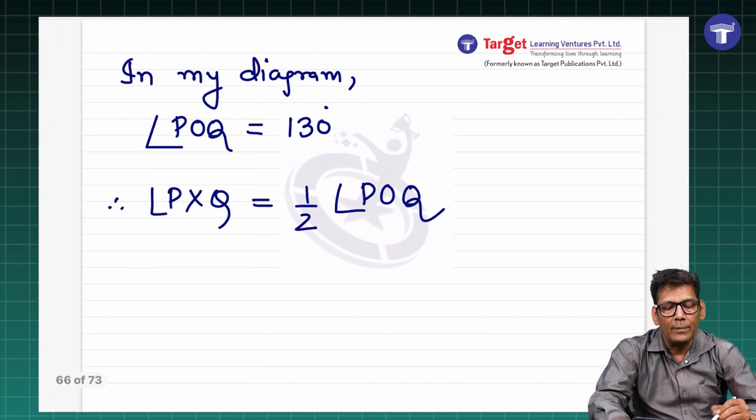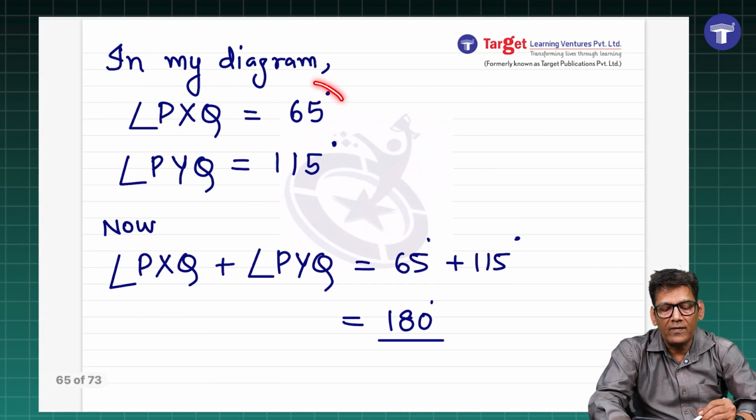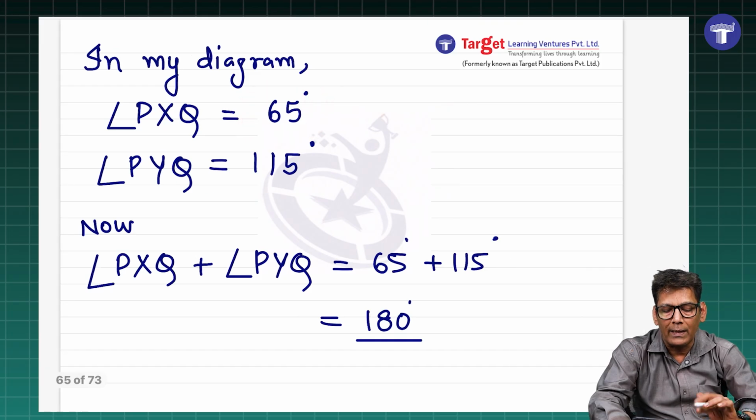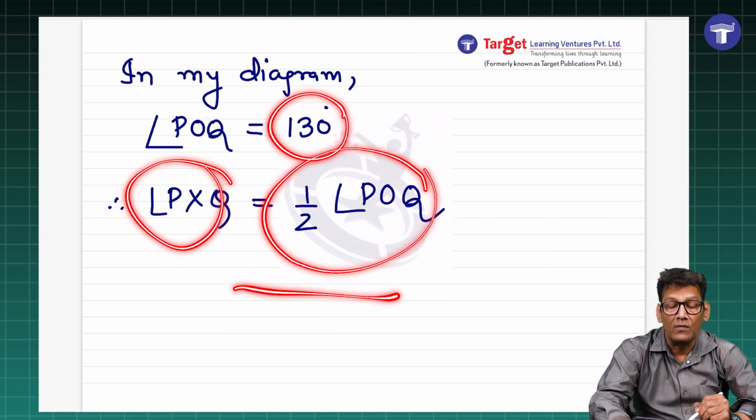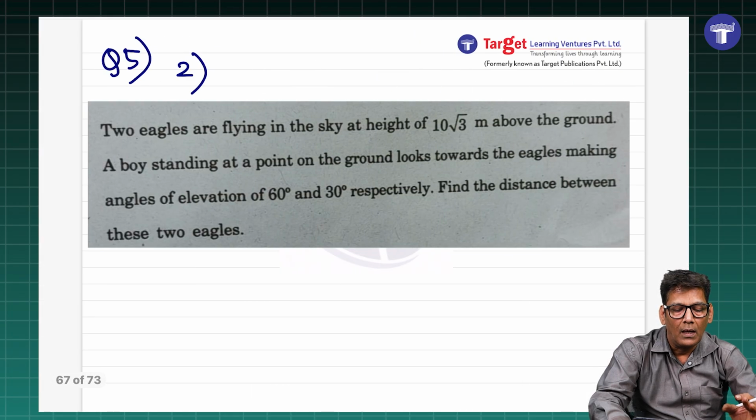Then they had asked find the measure of angle POQ. So in my diagram, angle POQ is 130 degrees. Now PXQ was 65 degrees and this is 130 degrees. So PXQ is half of POQ. This is called an open-ended question. And the last question, question number 5.2.